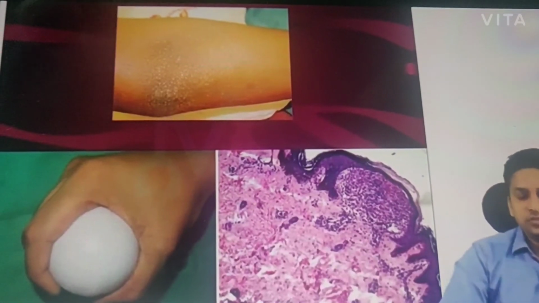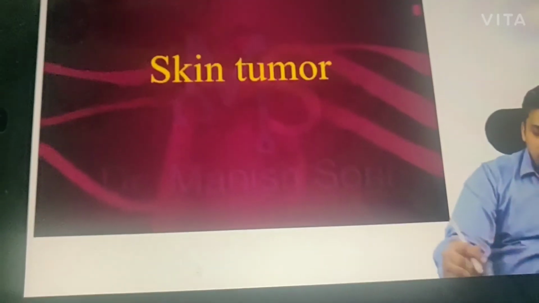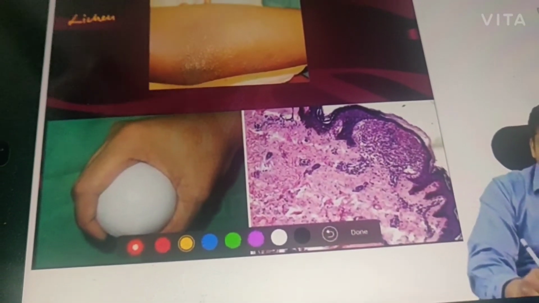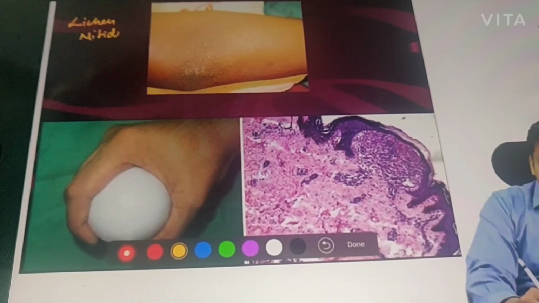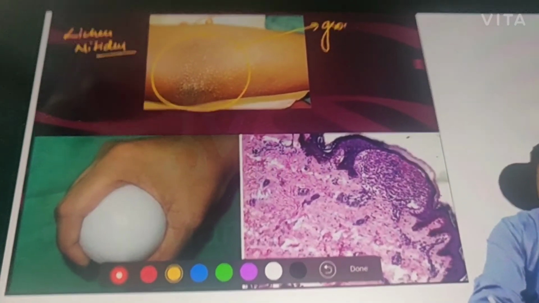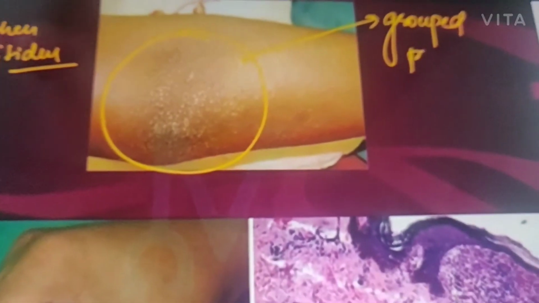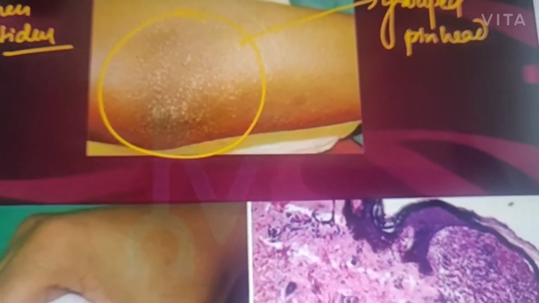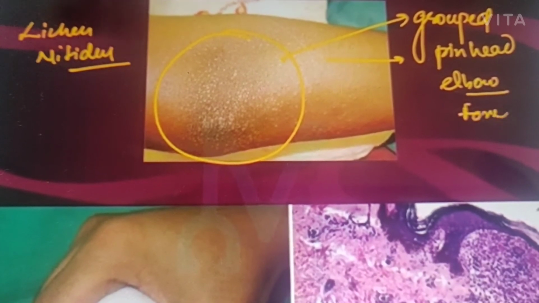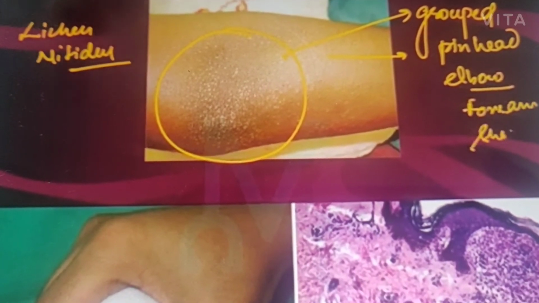So these are a few more conditions which you can remember. Here you can see this is a case of lichen nitidus. In lichen nitidus you will find these grouped pinhead sized lesions over the elbow, forearm, and shaft of penis.